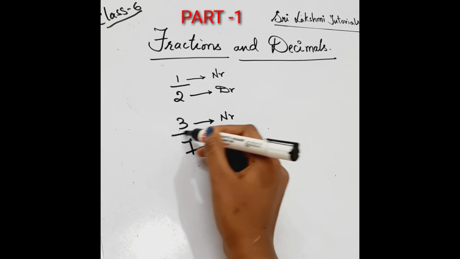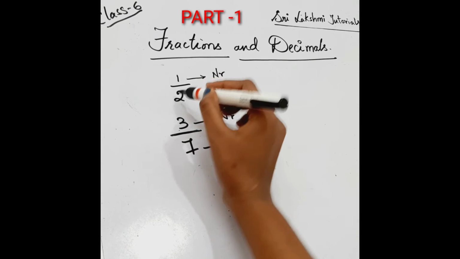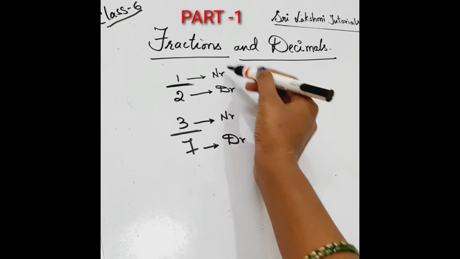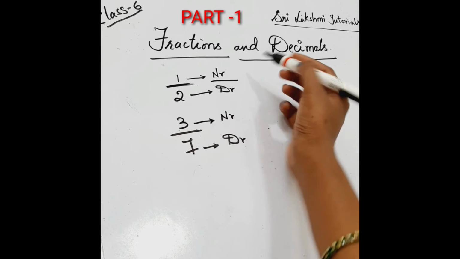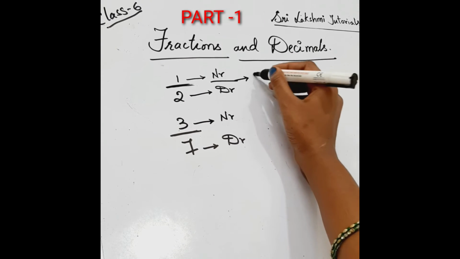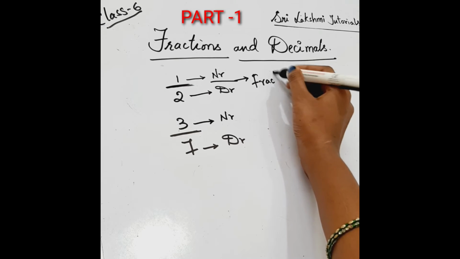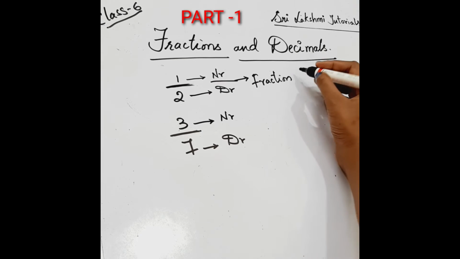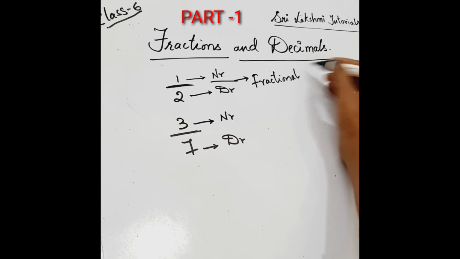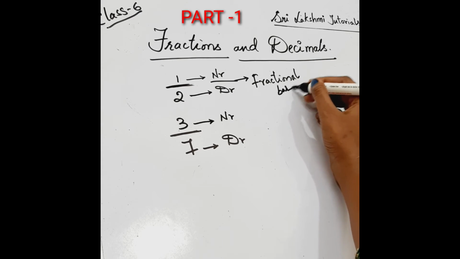And this line is called the fractional bar. The line which is dividing numerator and denominator is called the fractional bar. Remember, children, the line between numerator and denominator is called the fractional bar or vinculum.